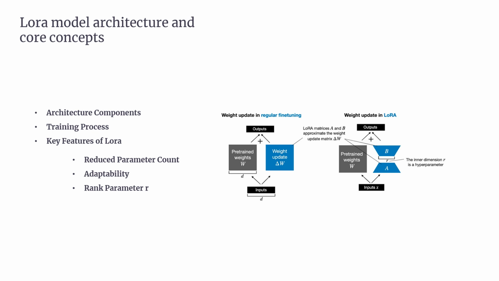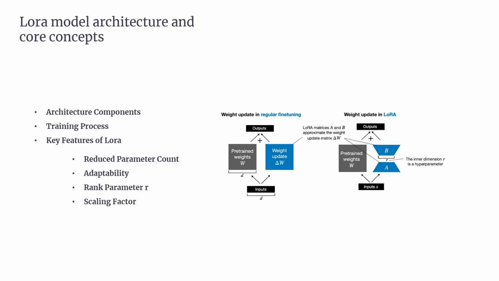3. Rank parameter, R. The rank R is a key factor. The smaller the rank, the fewer parameters to train, making the process faster and more efficient. But setting it too low might affect model performance. 4. Scaling factor. LoRA also applies a scaling factor to the output of the product of A and B. This is typically set to alpha divide R, where alpha is a hyperparameter, often set equal to the rank R.